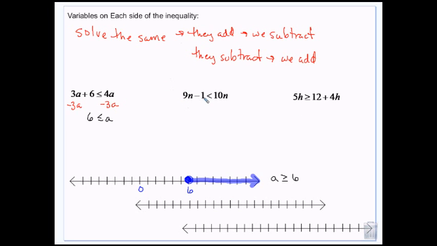9n minus 1 is less than 10n. I'm going to subtract 9n from both sides, and I get negative 1 less than n, or n greater than negative 1. So if I call that 0, I call that negative 1. It's going to be an open circle. And then greater than is this way.